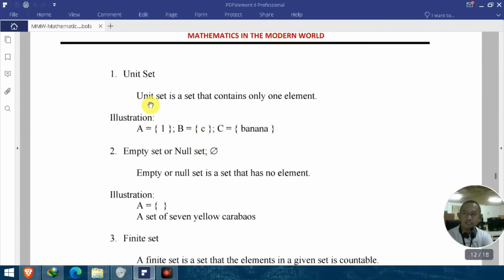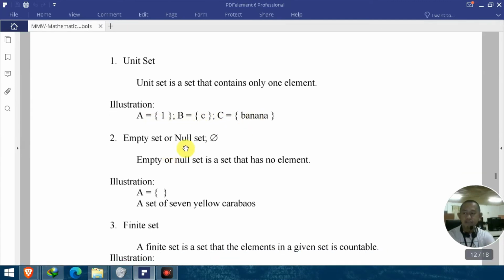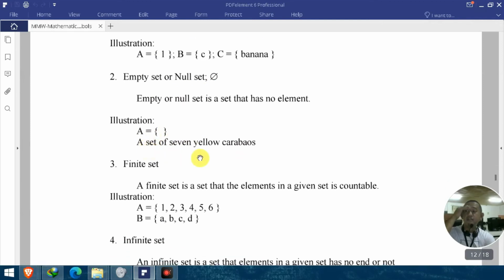So, a unit set is a set that contains only one element. So, we have set A with an element of 1. Set C has only one element, which is banana. Empty set or null set, walay sulod. It has no element. So, null set ang tawag. It has no element. So, yan yung itsura niya. A set of 7 yellow carabaos.